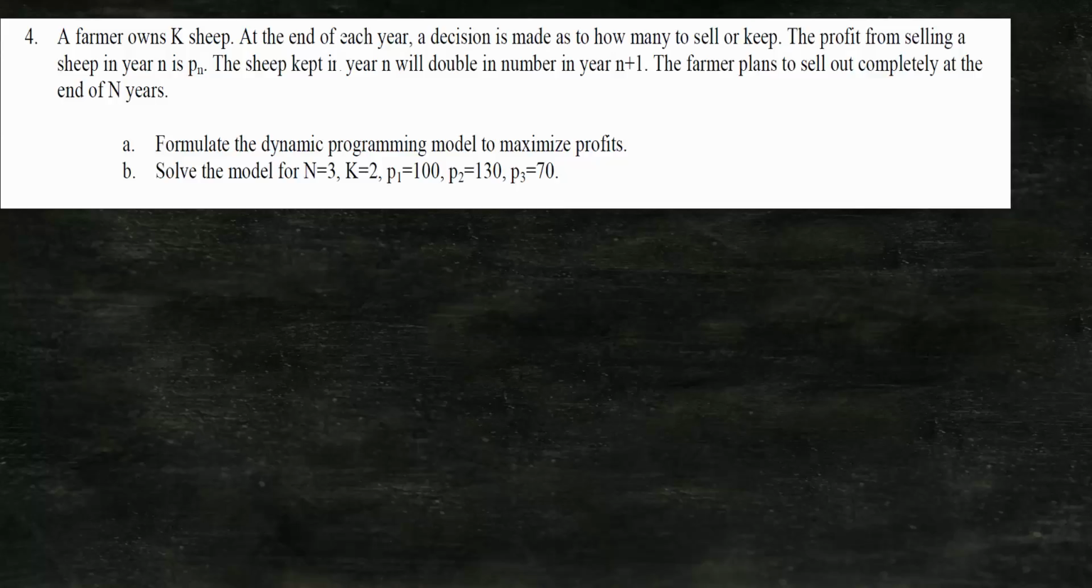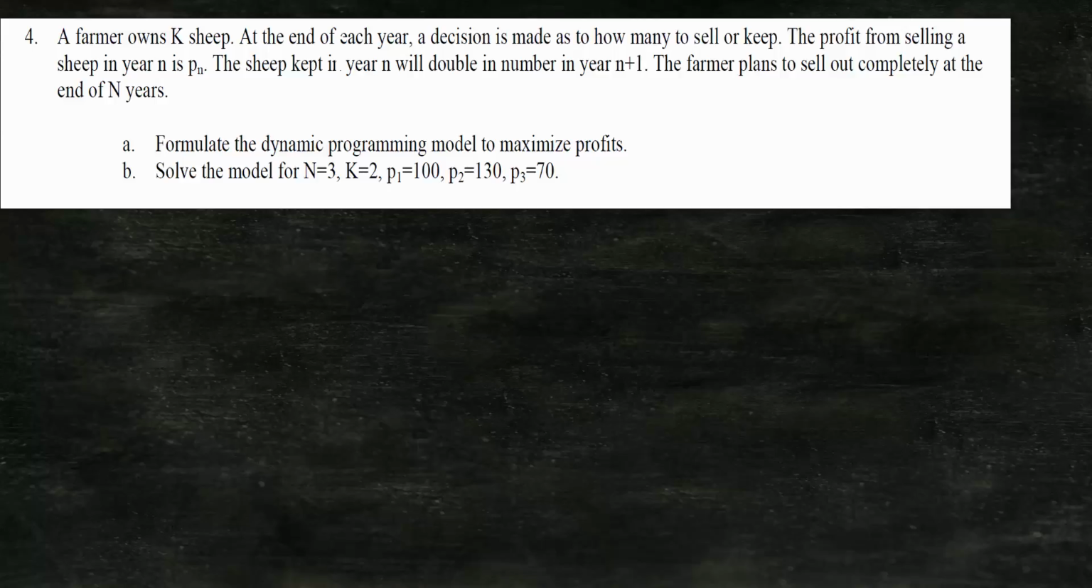Okay, now we're going to solve problem number 3, which is really problem number 4 on the set of problems. I skipped number 3 because it's quite similar. This one is a little bit different. This kind of problem, at least in part A, asks you to formulate a dynamic programming model. That means the Bellman equation without solving it, and then B asks you to solve it. So when you have to formulate, then you have to think a little bit more abstractly.